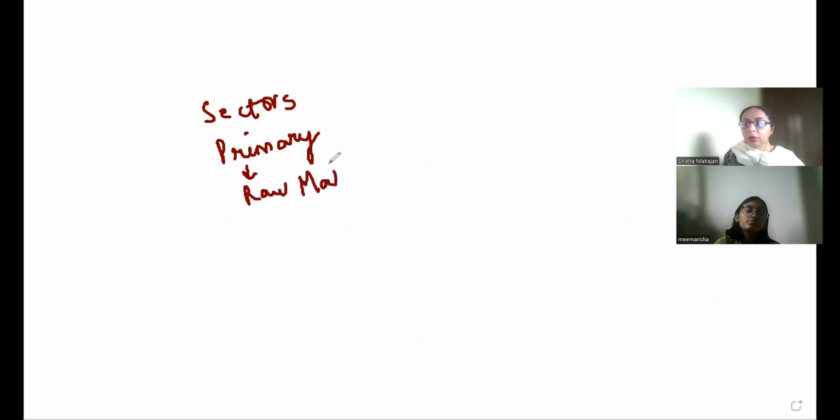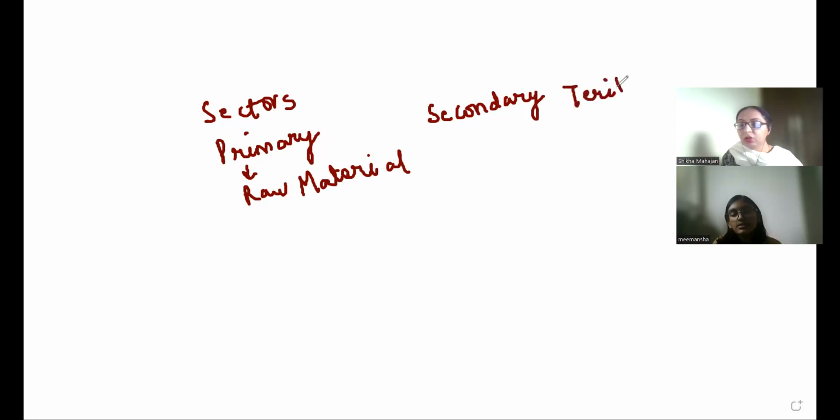So what are the sectors that it has to serve? It can be primary. Primary means that raw material. When in a factory, first there is a procurement of raw material, right? It is converted into finished goods, correct? And then it is distributed through tertiary sources, correct? So these are the sectors I'm talking about, okay? Now, what are the branches of economics?